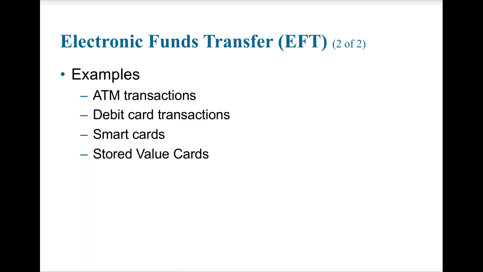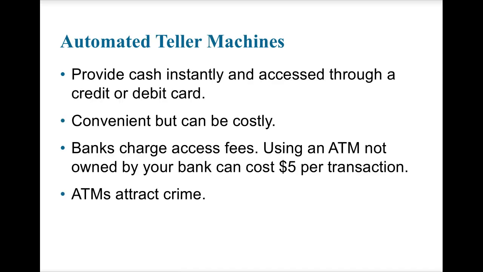So some common examples: ATMs are an easy way to transfer money between your accounts. Debit card transactions are an easy way to transfer money from your checking account onto a card and spend it. It's like a credit card, but it's directly linked to your checking account. When they say stored value cards, they really mean gift cards, which I don't think is a great way to move money around.